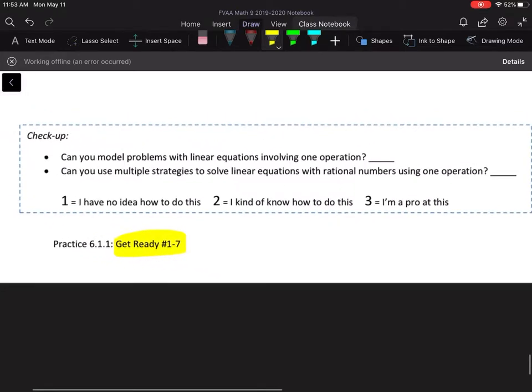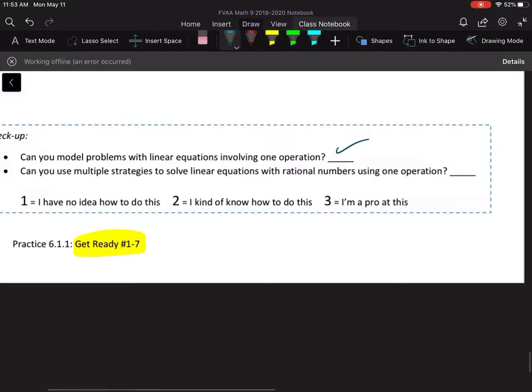Okay? So hopefully by now, you can model problems with linear equations involving one operation, and that you can use multiple strategies to solve these operations.